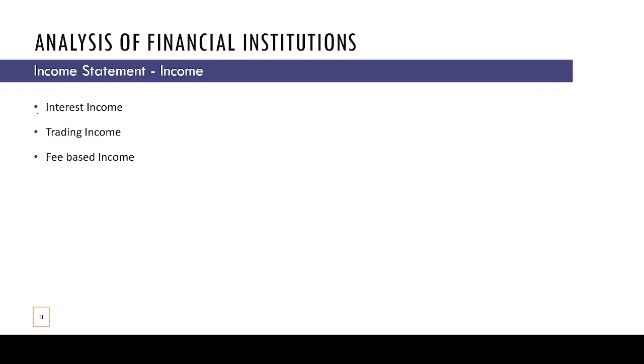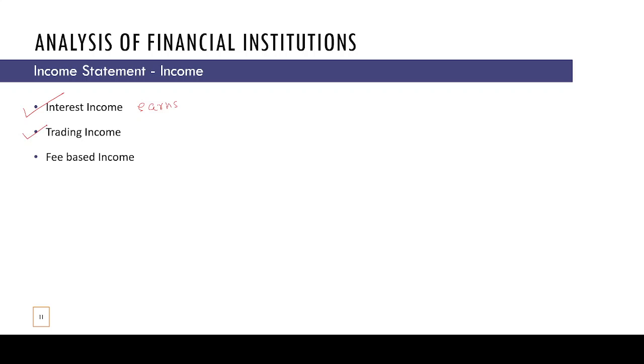Okay, so the first source of income for the bank is interest income, and this is the primary source. This is the bread and butter of the bank. This includes the interest that banks earn on any mortgage loan, the interest on term loan, interest on car loan, etcetera. So all the interest that the bank earns from the various kinds of loans that the bank gives.